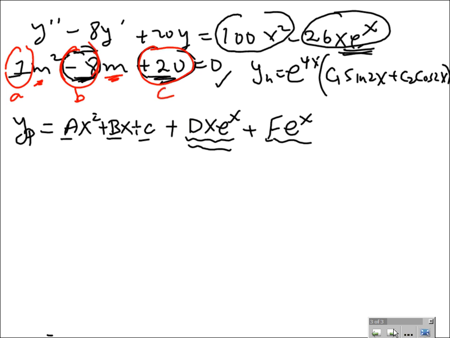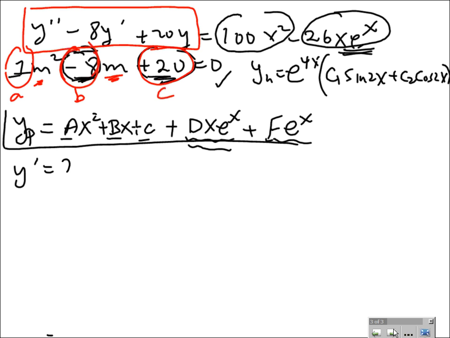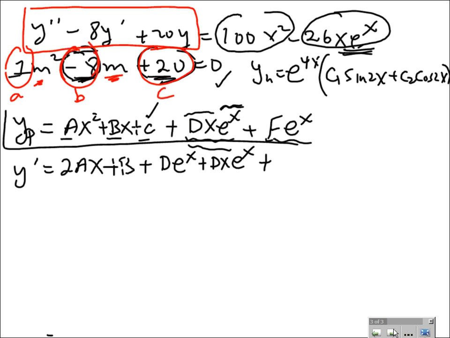Alright, so now I want to build up this equation, which means I need y prime and y double prime. Now y prime, that is the derivative of this, will simply be 2ax plus b. The derivative of a constant is 0. Plus the derivative of dx is d times e to the x, plus dx times the derivative of e to the x, which is e to the x. Plus the derivative of that, which is f e to the x.